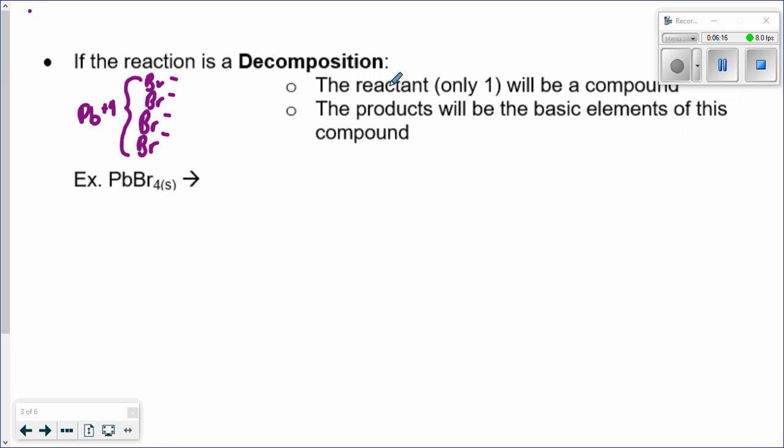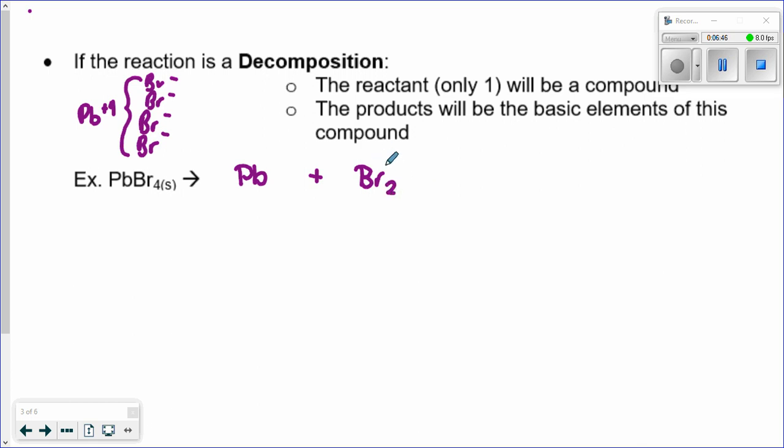So it says if it's a decomposition reaction, so we just have one complex thing, we know we can't have it exchanging something, we know we're not producing more compounds out of this. Your reactant is only one thing. So the products of this will be the basic elements of the compound. So we know we're going to form lead, and we know we're going to form bromine.